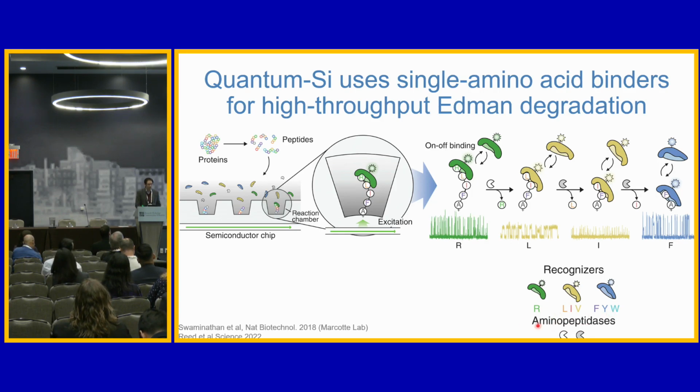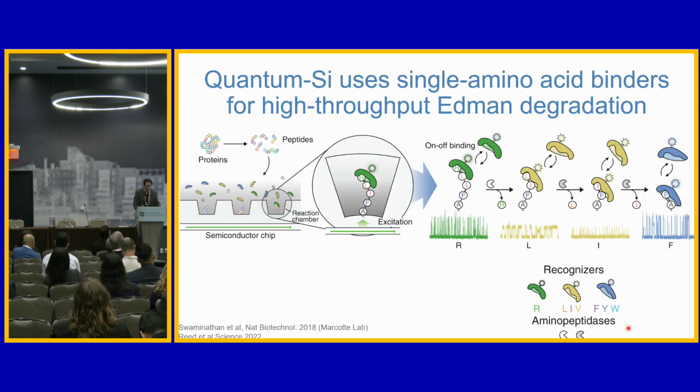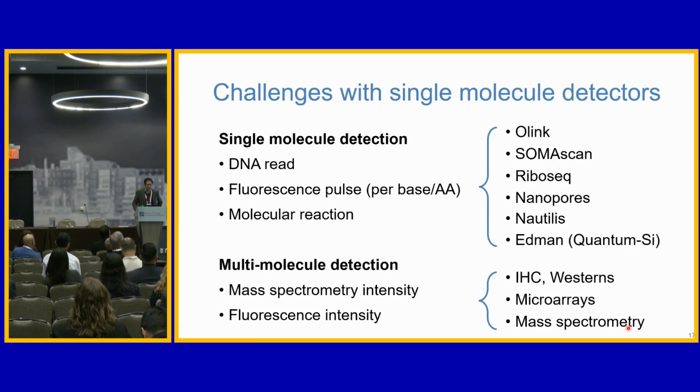So they could recognize arginine. They could recognize one of 3 amino acids, L, I, and V, so isoleucine, leucine, or valine, or the aromatics, F, Y, and W, right? So those give you some information about what actual proteins are present, but not a ton of information. Okay, so single molecule detectors. So that's kind of like my laundry list of what I think is coming down the pipeline.